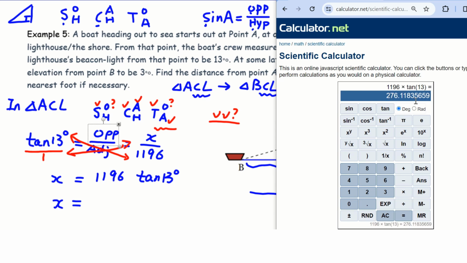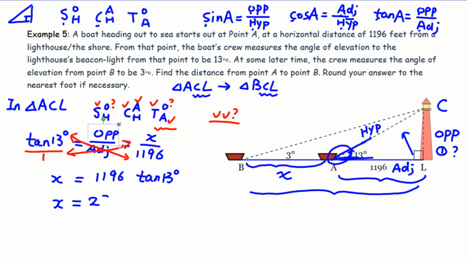It's here already: 276.11835. Because this is not a final answer, we are going to keep more decimal places: 276.11869. Then we are going to use the next triangle to find the BL.